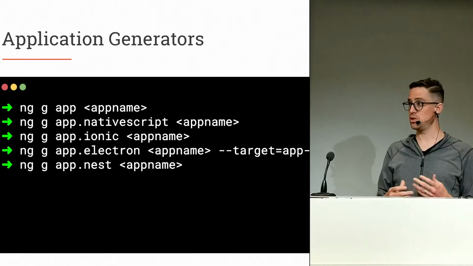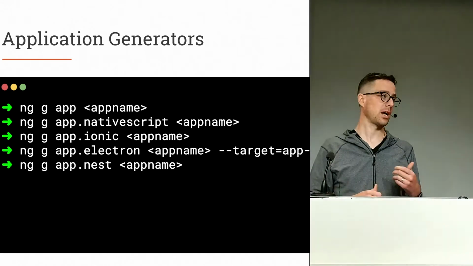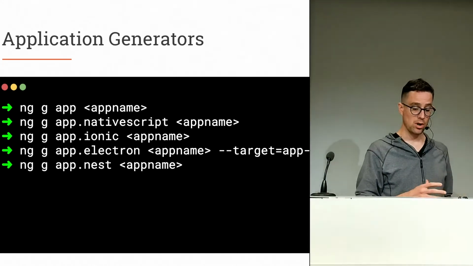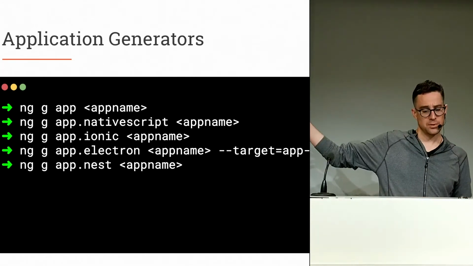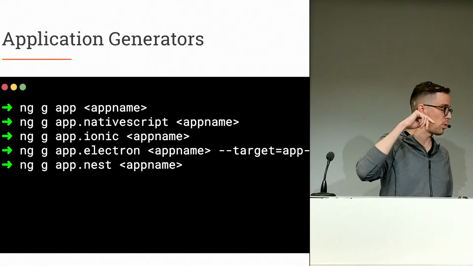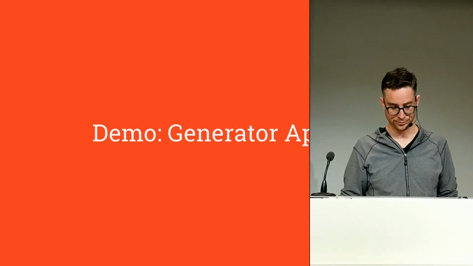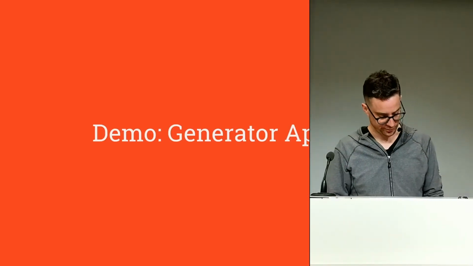So we can do ng g app.nativescript, app.ionic, app.electron, and app.nest. You give them all an app name. The only one that's a little bit different is the Electron one. You have to tell it which web app you're going to target, and that's an additional parameter you have to put in there. So let's do a demo.